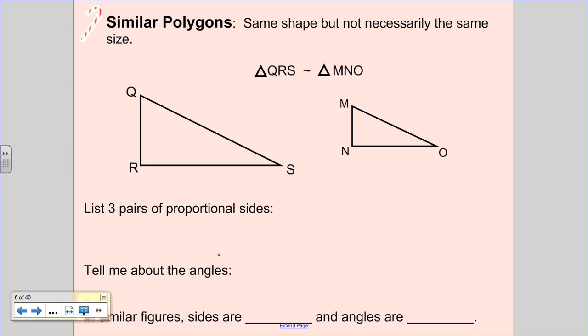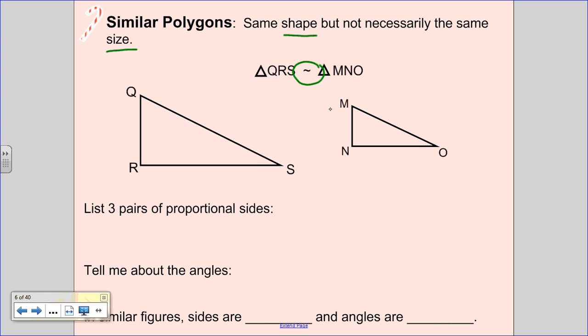Now we're going to talk about similar polygons. Similar polygons means that it has the same shape, but not necessarily the same size. So in this diagram, it tells us that triangle QRS is similar to triangle MNO. Notice this little mark, we call it a tilde mark. It's not above or equal. So it doesn't mean congruent. It means simply just similar.